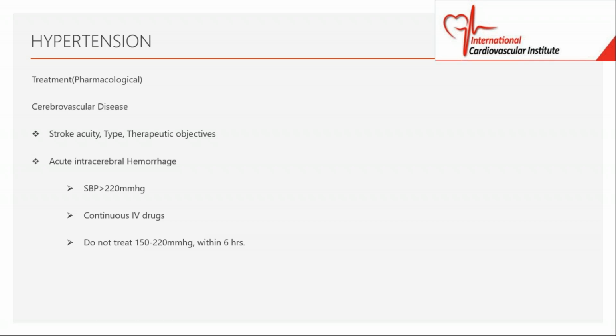When we talk about cerebrovascular disease, there are multiple types, and you have to take into consideration the type of stroke you're talking about. Is it a hemorrhagic stroke? Is it an ischemic stroke? And then the acuity of the stroke. And then the therapeutic objective is going to vary with the acuity and the type of stroke. So let's look at acute cerebral hemorrhage. That is, you have a bleed in the brain.